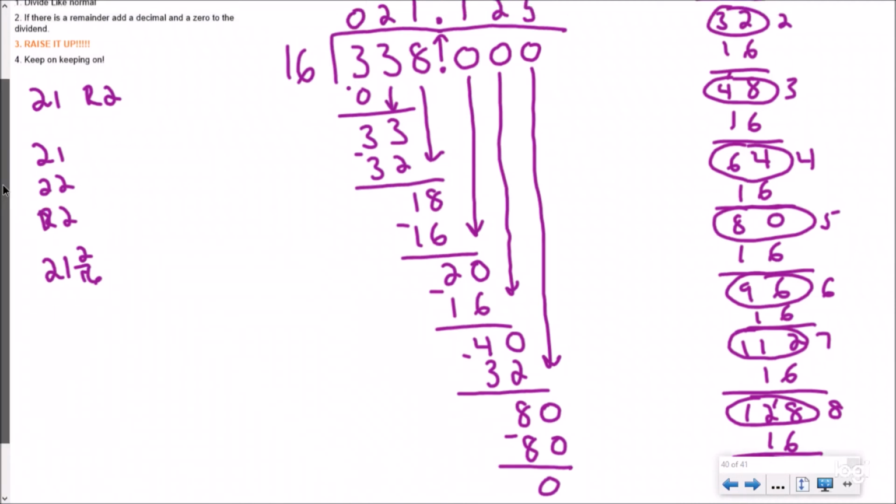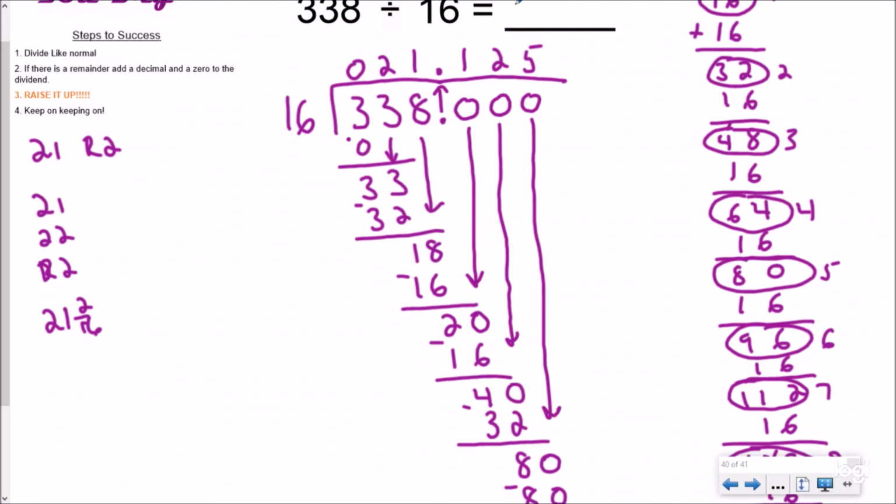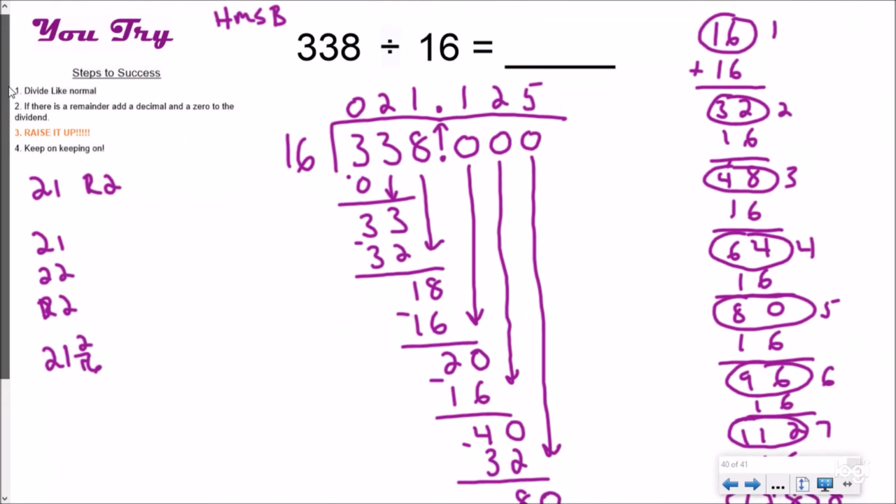And so my answer is 21. Ooh, let me go all the way back up. 21 and 125 thousandths. So 2/16 is equivalent to, in decimal form, because fractions and decimals are the same thing, 125 thousandths. So now, in 4th grade, you learn how to write these. In 5th grade, you learn how to write the mixed number. Now you're learning some 6th grade math of how to write the remainder as a decimal.